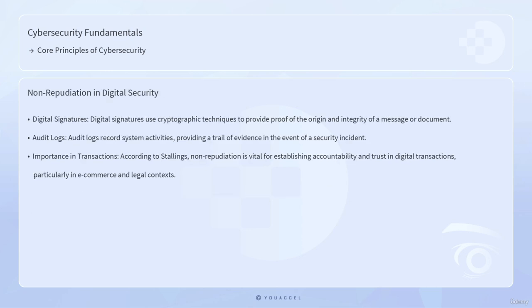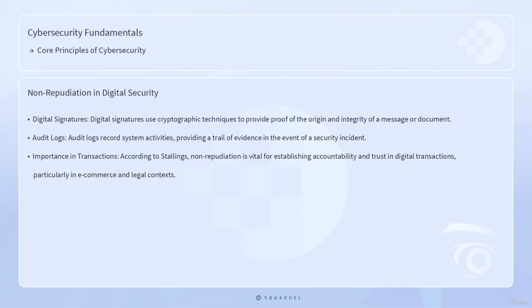Non-repudiation ensures that the origin and integrity of data are undeniable, preventing parties from denying their actions. Digital signatures and audit logs are common methods to achieve non-repudiation. Digital signatures, which use cryptographic techniques, provide proof of the origin and integrity of a message or document. Audit logs record system activities, providing a trail of evidence in the event of a security incident.